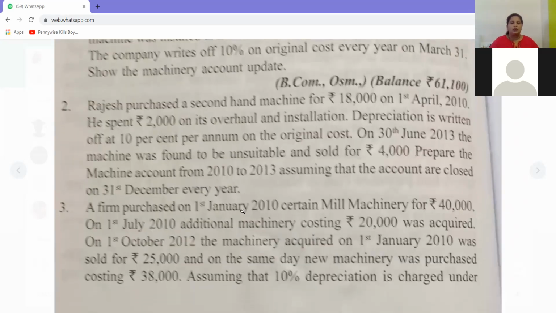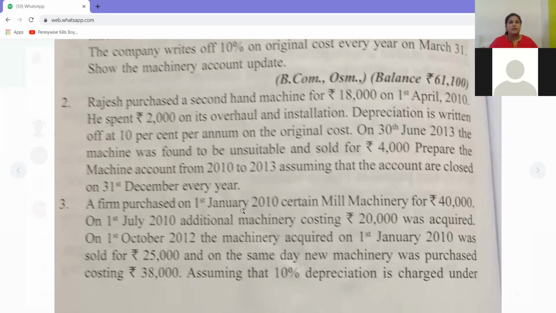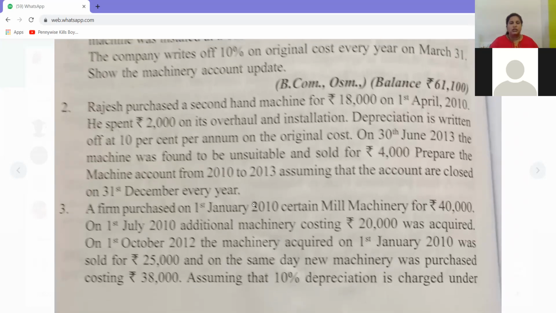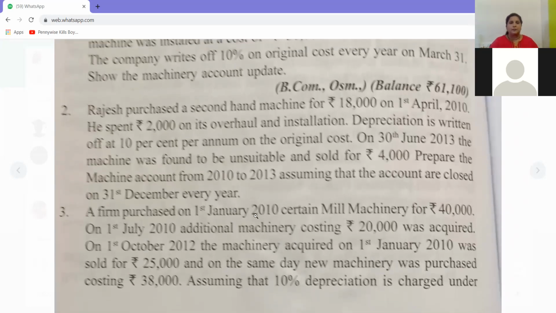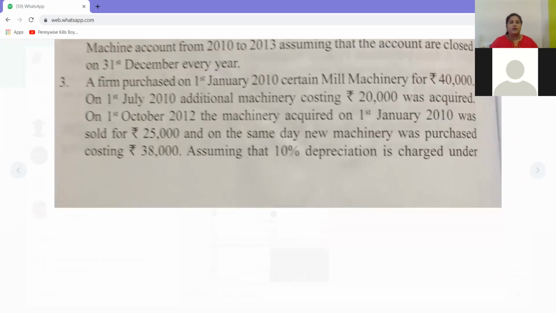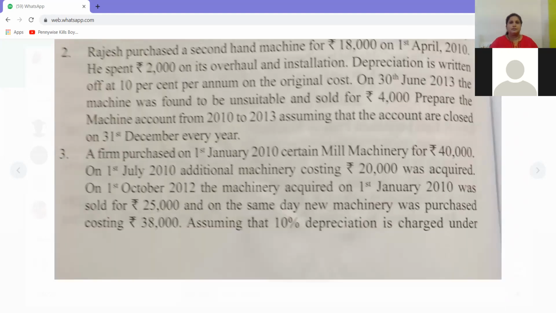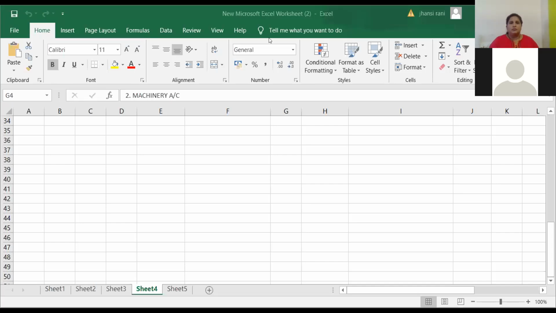Since they are mentioning December, it means the accounting year for that machinery is 1st January to 31st December. So our first year will be 1st January 2010 to 31st December 2010. Now let us prepare the machinery account from 2010 to 2013. Draw the machinery account.